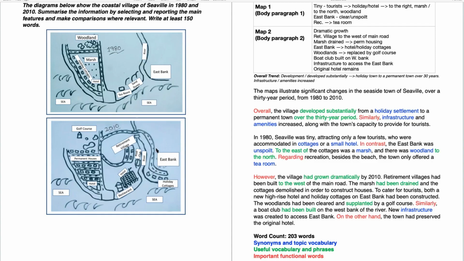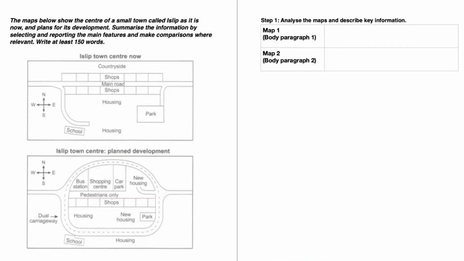Now we're going to look at a different example. We're going to take things a bit quicker and see how our dates and our grammar will change in this next example. Okay, now we are going to look into the future. So let's go ahead and read our prompt. It says, the maps below show the center of a small town called Islip as it is now and plans for its development. Summarize the information by selecting and reporting the main features and make comparisons where relevant. Write at least 150 words.